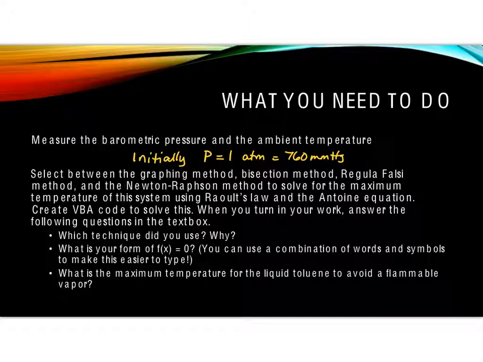So choose a technique and then solve for the temperature of the system using this combination of Raoult's law and the Antoine equation. You're going to need to create a function. Remember, our functions always have to be something equal to 0. So if I have my Raoult's law with the whole vapor pressure thing in there, then my function might be y of the toluene times P minus the vapor pressure, right? That's something equal to 0, and I can call this my function, and I need it to be a function of T because T is my variable.